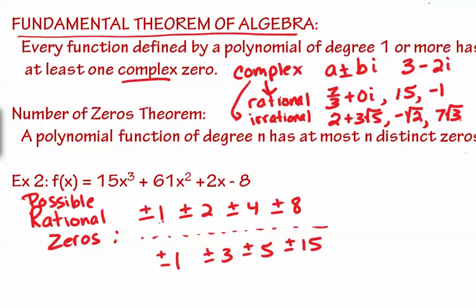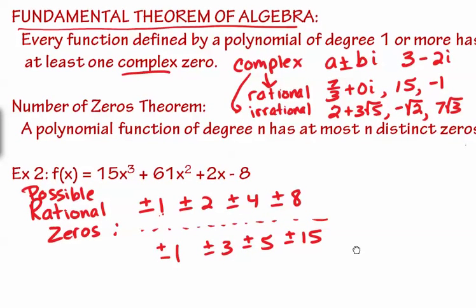So we can get all kinds of answers, but the fundamental theorem says we're going to get at least one answer when we try to solve a polynomial function. So we just have to be patient in order to find them. All right, and then we have one more theorem. The number of zeros theorem says that a polynomial function of degree n has at most n distinct zeros. So distinct means different in appearance.